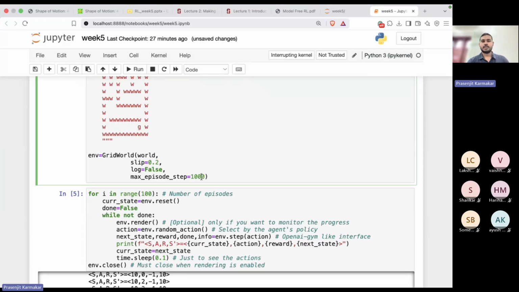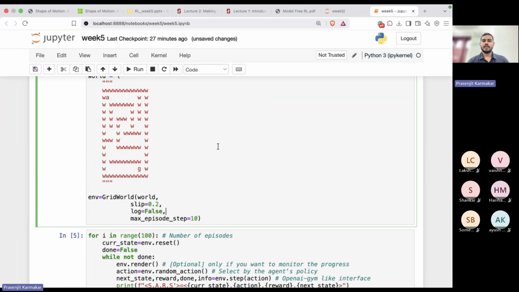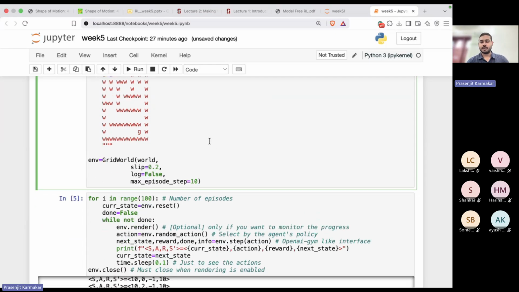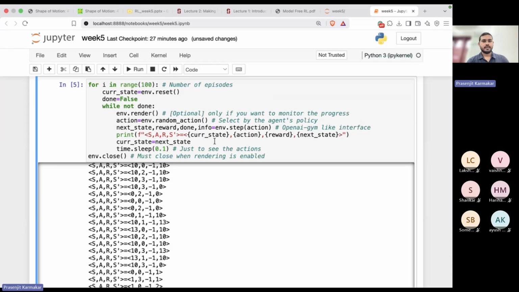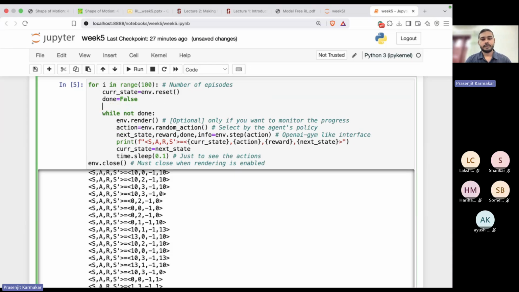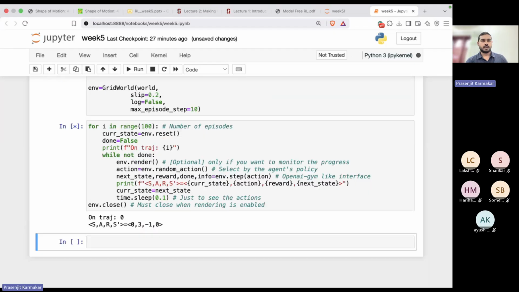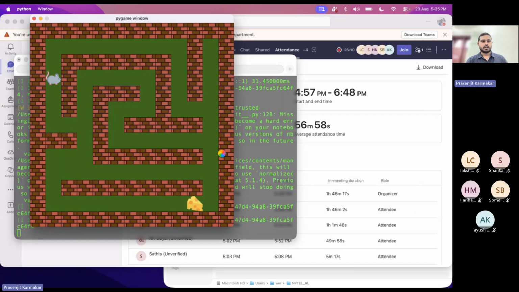So maximum steps, let's say make it 10, which is impractical for this environment, but let's explore it for 10 steps for each trajectory. And here we print on trajectory i. So if I run this, then run this, this is what is happening. It resets, then again reset, reset.